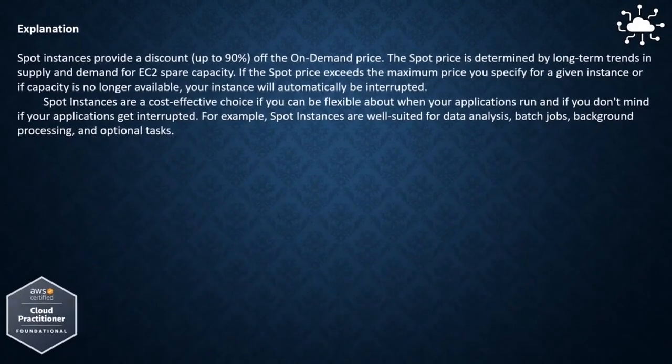Explanation. Spot instances provide a discount, up to 90%, off the on-demand price. The spot price is determined by long-term trends in supply and demand for EC2 spare capacity. If the spot price exceeds the maximum price you specify for a given instance, or if capacity is no longer available, your instance will automatically be interrupted. Spot instances are a cost-effective choice if you can be flexible about when your applications run and if you don't mind if your applications get interrupted. For example, spot instances are well suited for data analysis, batch jobs, background processing, and optional tasks.